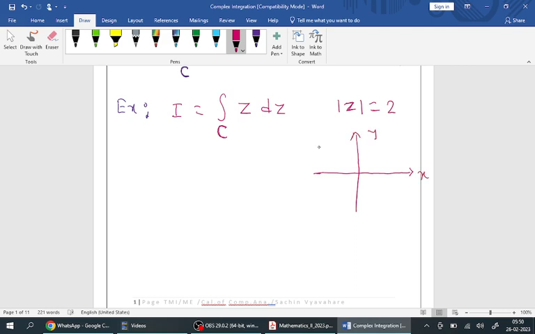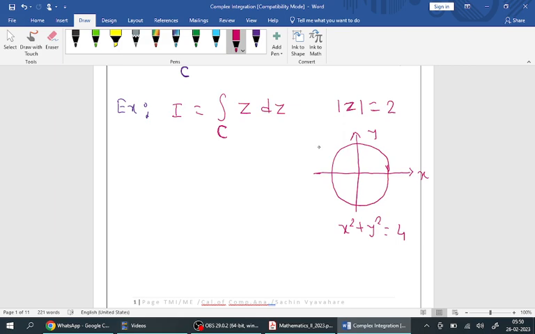If you see, z is x plus iy, so mod z is root of x square plus y square. Root of x square plus y square is 2, so x square plus y square is equal to 4. So actually we are integrating on the circle x square plus y square equal to 4. It is only on the circle, that is a line integral, that is known as a line integral.